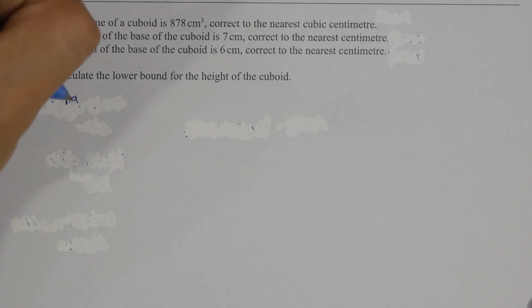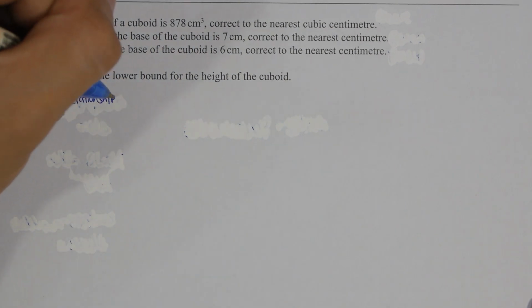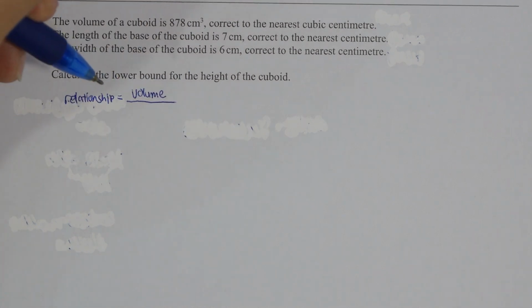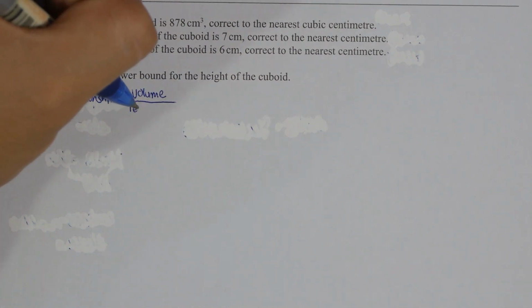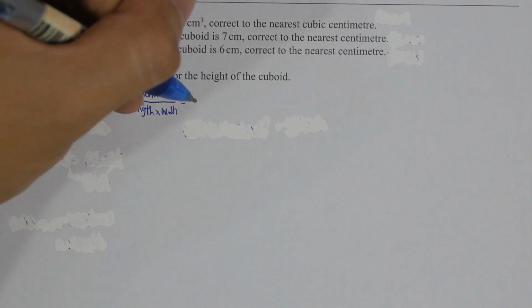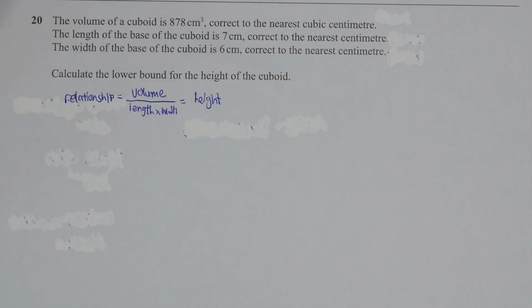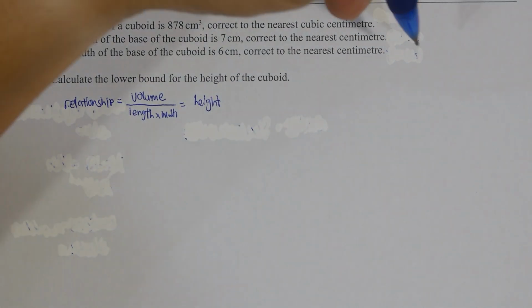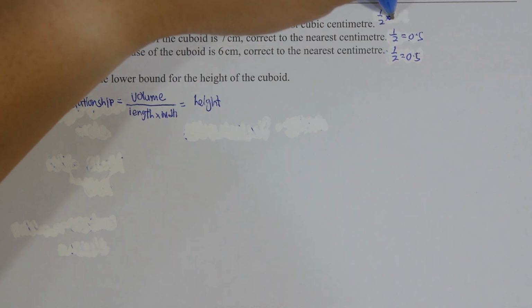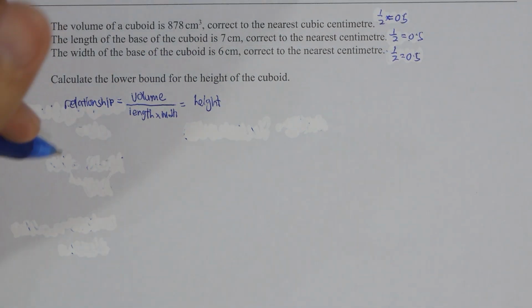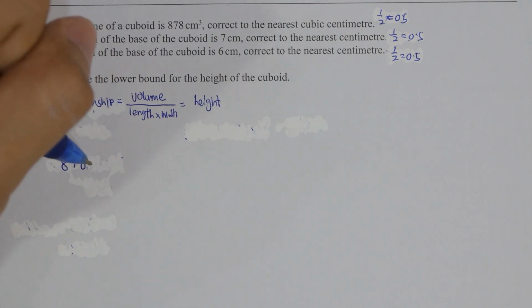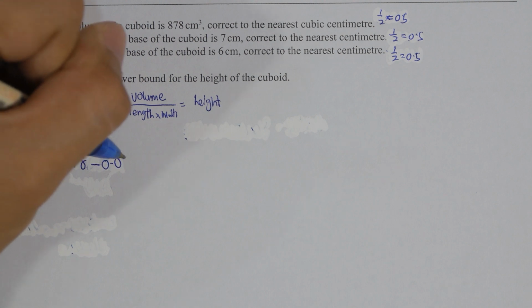But for question 20, relationship of this information is volume divided by length times width equals height. So for us to get the lower bound, we need to have a lower numerator and a higher denominator.